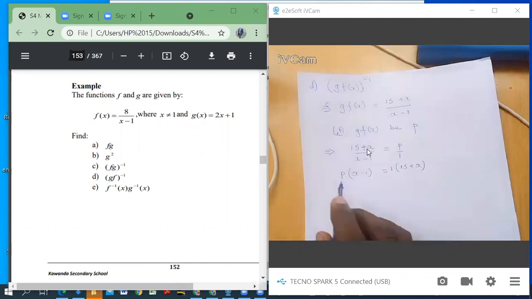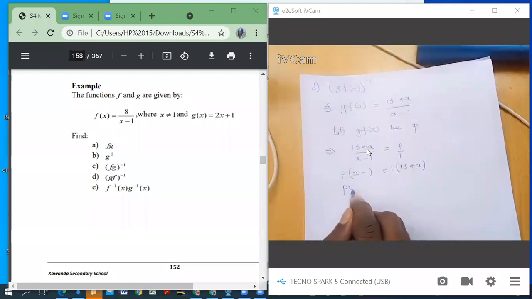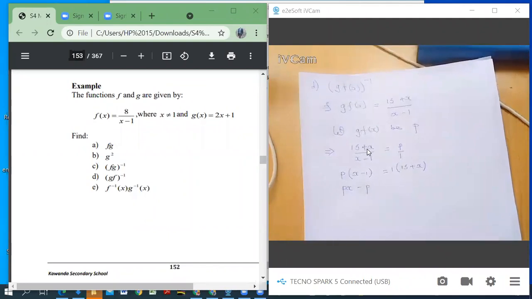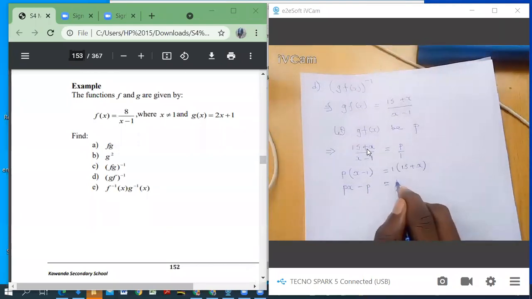So what do we do now? We open this bracket first. So we shall have px minus p when you open that bracket, equals 15 plus x.